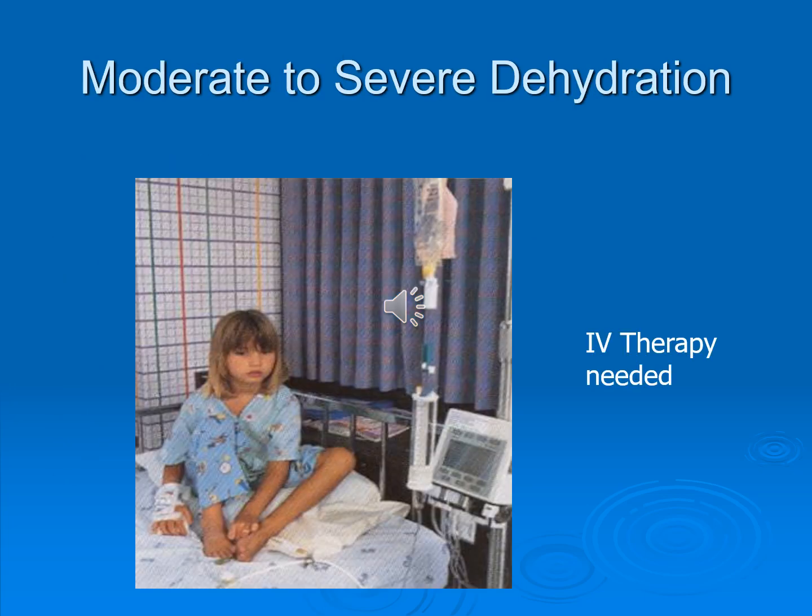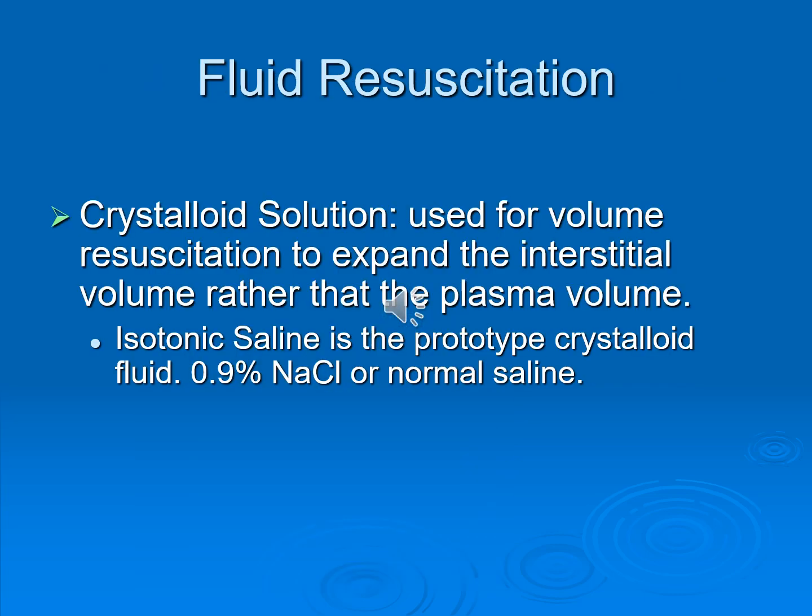When a child needs IV therapy, that is going to be when they have moderate to severe dehydration. With fluid resuscitation, you're going to be using a crystalloid solution, and it's used for volume resuscitation to expand the interstitial volume rather than the plasma volume. Those isotonic saline solutions are the prototype crystalloid fluid. So you've got 0.9% normal saline chloride, or normal saline.